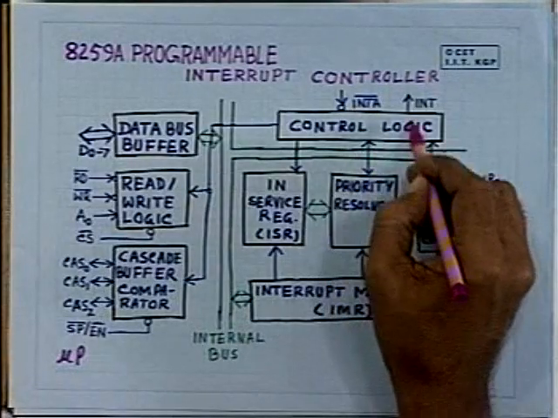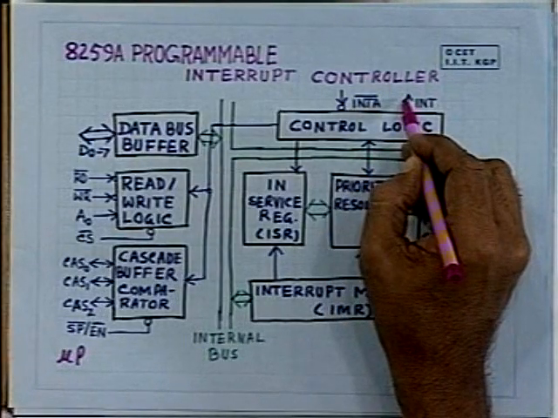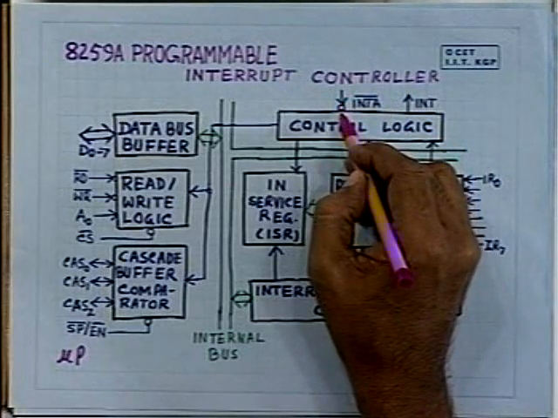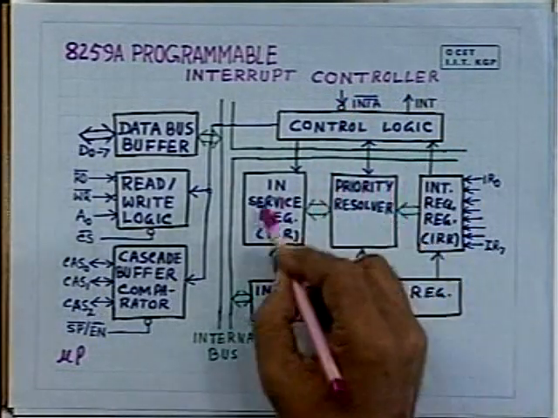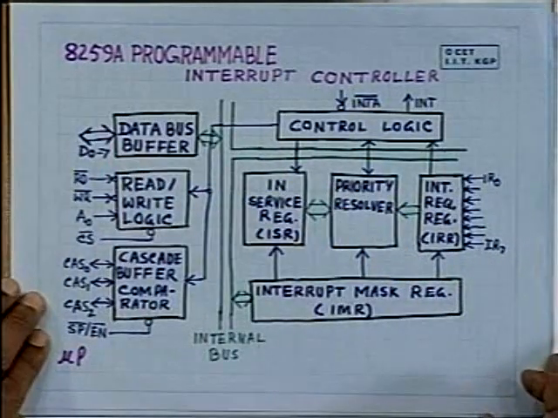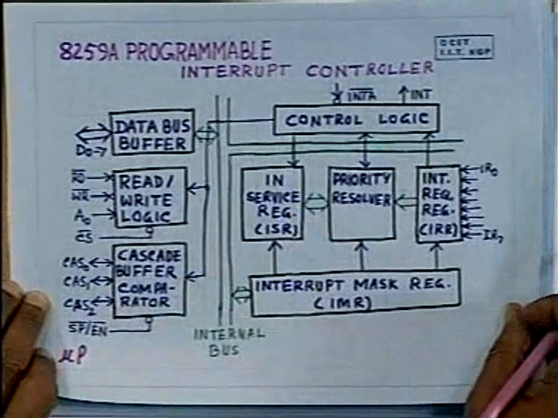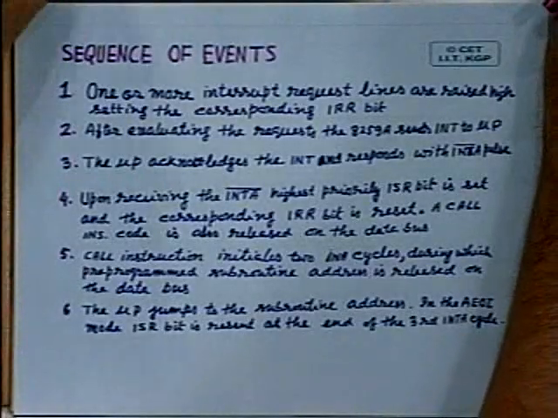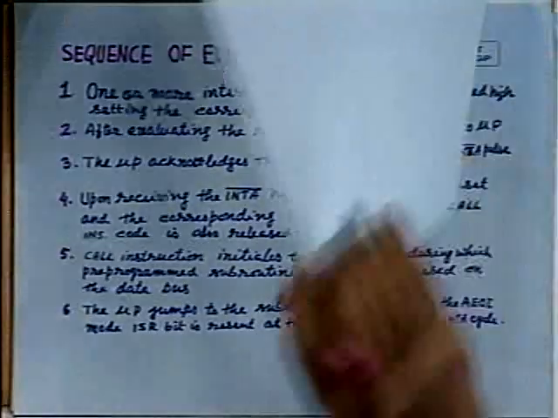There may be a large number of interrupts coming in simultaneously, and accordingly it will generate an interrupt. And whenever an interrupt request comes, then this particular device will generate the source of interrupt. Let me explain how it is being done. The sequence of events is shown in this diagram.